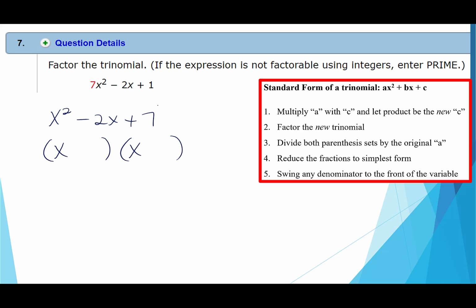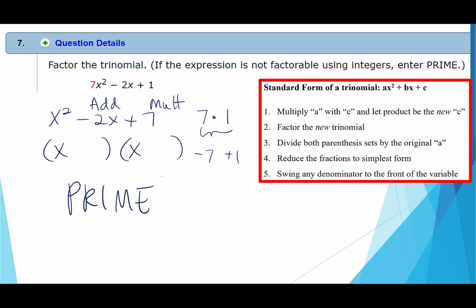Okay, now we need two numbers that multiply to 7 and add to negative 2. The only two numbers that multiply to 7 are 1 and 7, but do you see that there's no way we could come up with a sum of negative 2 with those two numbers, even if we let 7 be negative and the 1 positive or vice versa. And so we are working with a prime trinomial.